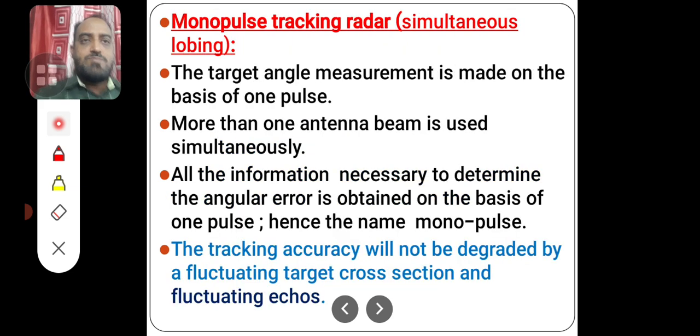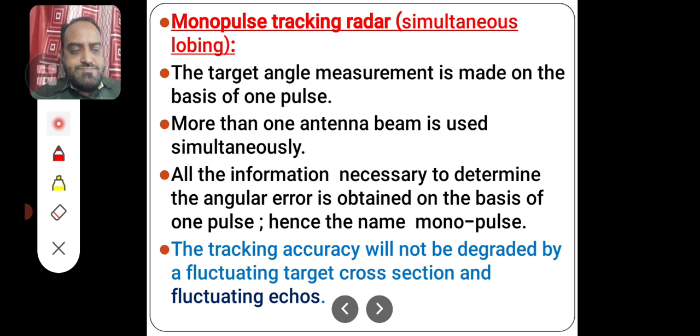Now, in this monopulse tracking radar, the target angle measurement is made on the basis of one pulse, so it is named monopulse. In only one pulse, you will get the data and you can start tracking immediately, unlike the previous system where you need to wait for n number of pulses to get the data for tracking. A single pulse is transmitted using multiple antennas, and the error signal will be obtained. That error signal will help you to detect and track the range, azimuth angle and elevation angle. All three parameters can be tracked by sending a single pulse.